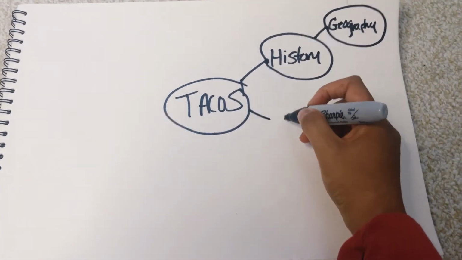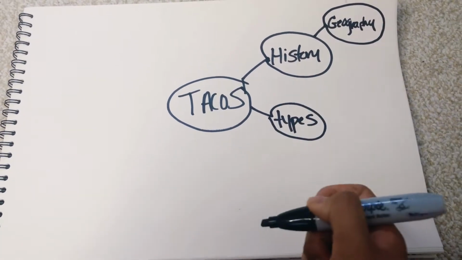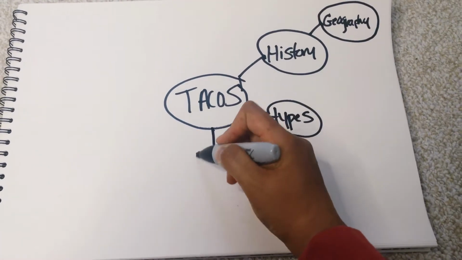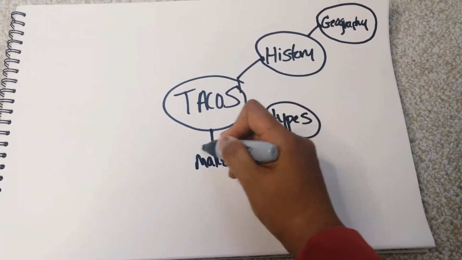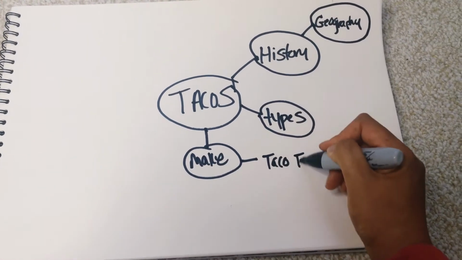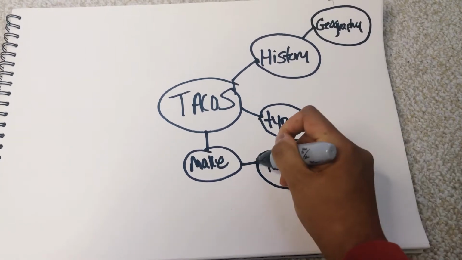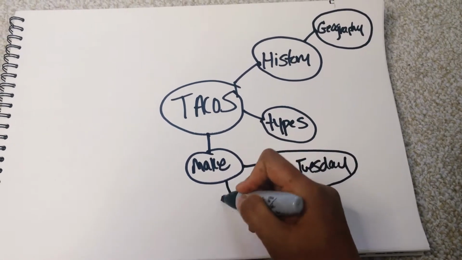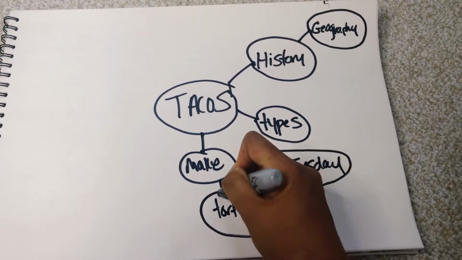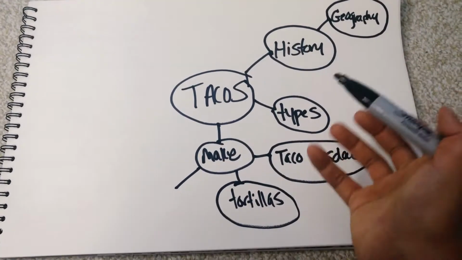I know that I want to talk about types of tacos. And I know, most importantly, we want to make some tacos. We are going to do a Taco Tuesday every Tuesday. We did that during the unit study. I knew we wanted to make some tortillas, so that had to be on there. I know I wanted to talk about fillings, right? So what goes in the tortilla?